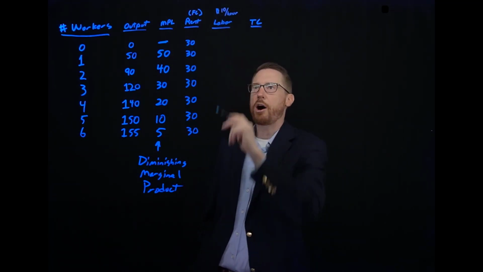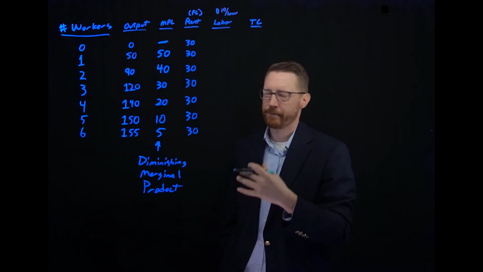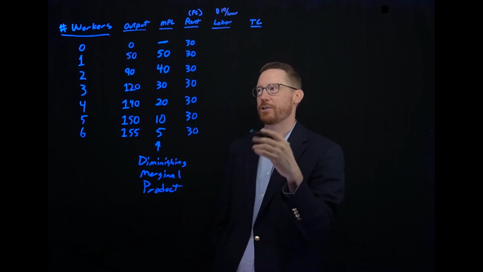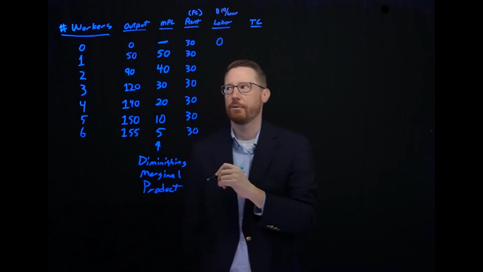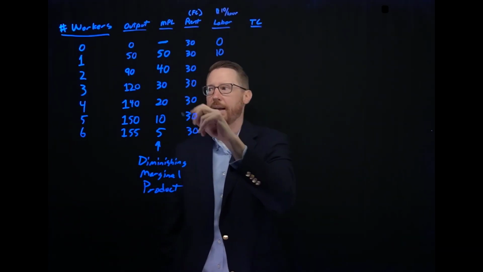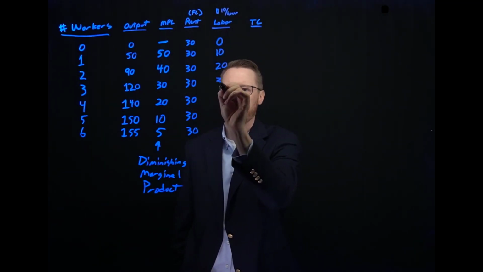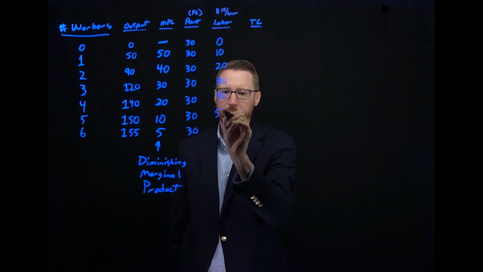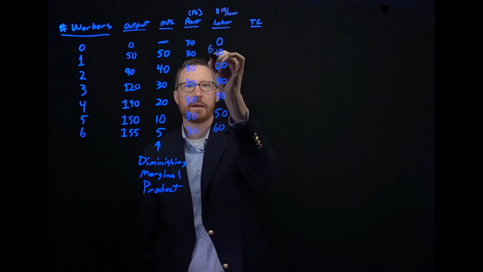Let's look at the cost of labor. So suppose labor costs $10 an hour. It's just choosing a number that makes the math easy. All right, so $10 an hour, if we have no workers, that means the labor costs are 0. If we have 1 worker, now the labor costs are $10. If we have 2 workers, labor costs are $20, 3, $30, 4, $40, 5, $50, and 6 is $60.